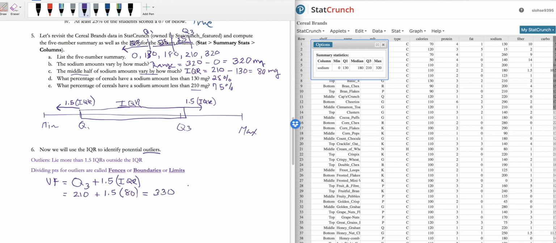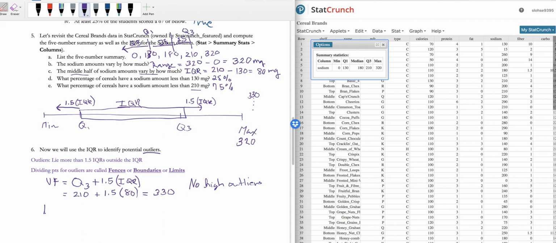So this gives us a value of 330. Well, we know from the 5-number summary that our maximum piece of data was 320. And this dividing line goes all the way out to 330. So certainly no data lies past 330 because we know it stops at 320. So by this, we know that there are no high outliers. No data is past this dividing point of 330. We know that because our maximum is 320.